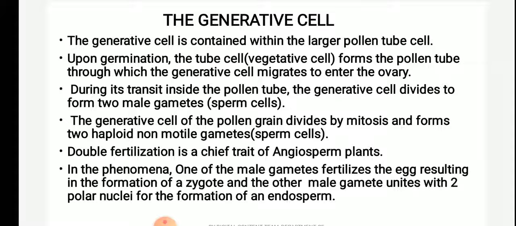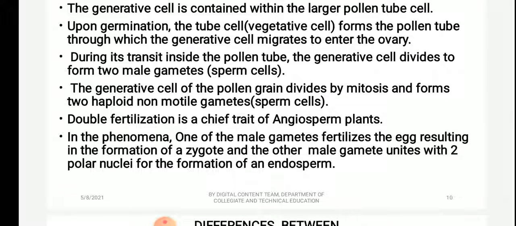Upon germination, the tube cell forms the pollen tube through which the generative cell migrates to enter the ovary. During the transit inside the pollen tube, the generative cell divides to form 2 male gametes. The generative cell of the pollen grain divides mitotically, and 2 haploid non-motile gametes or sperm cells are produced. Please pay attention: non-motile male gametes or sperm cells are produced.